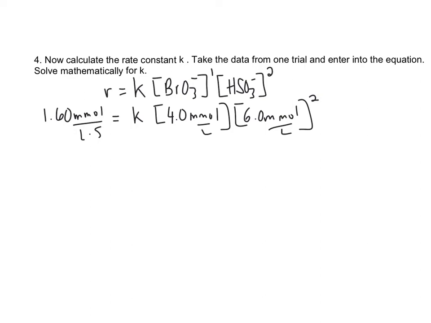So let's simplify this on the right hand side. We will end up with 6 squared times 4. So we have 144, and this is now millimoles squared over liters squared times millimoles over liters. So we end up with millimoles cubed over liters cubed, because you add your exponents when you multiply.